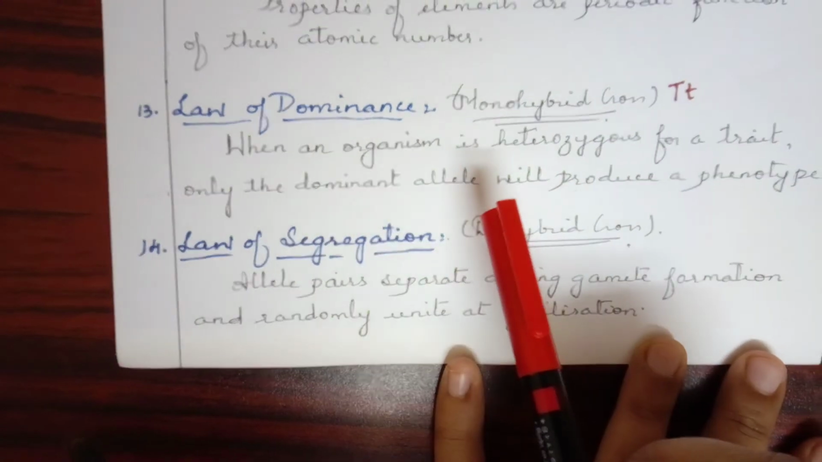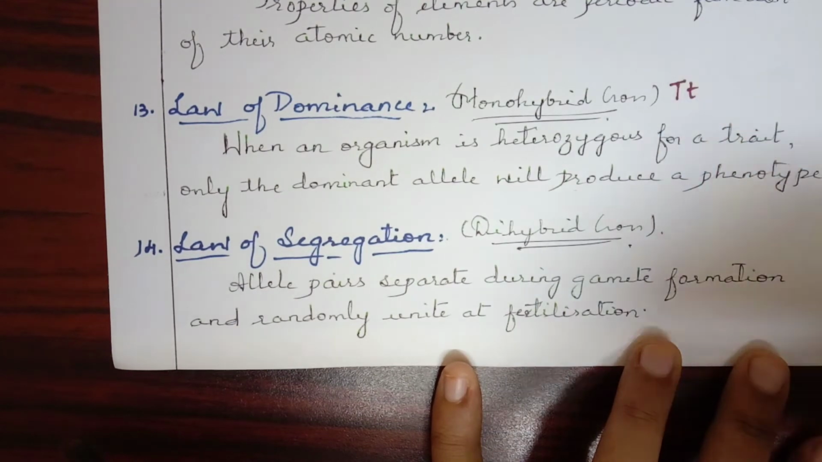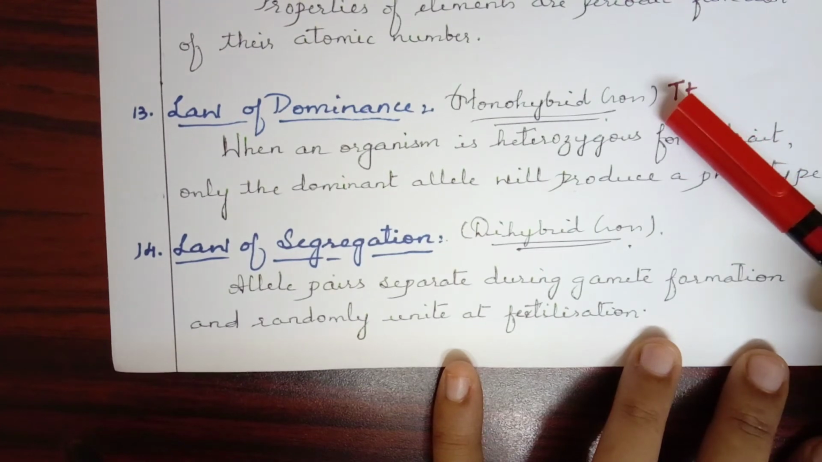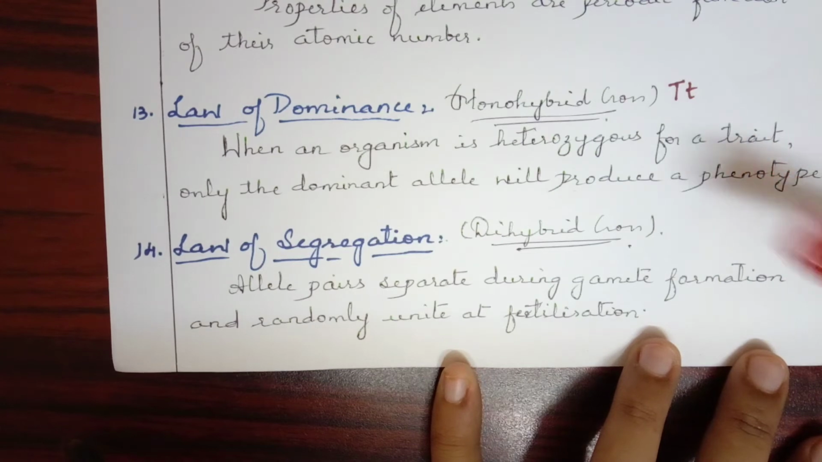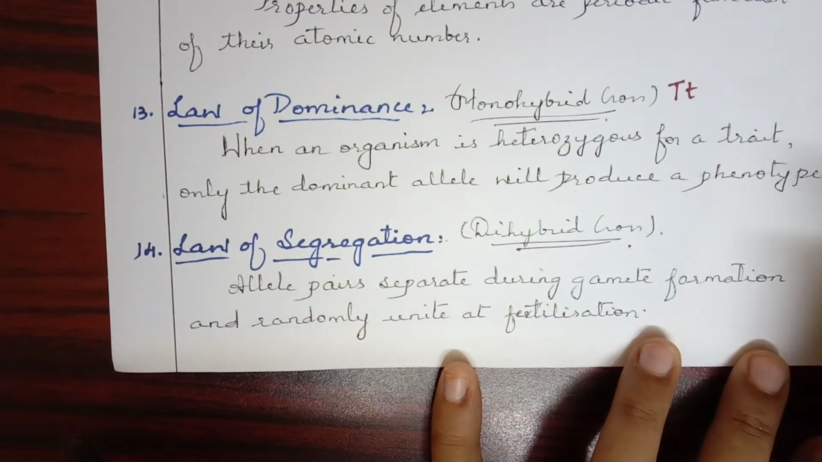Only the dominant allele will produce a phenotype. That means only the dominant allele will be able to express itself. So in this case, the dominant one is the capital T, which stands for tallness. That is the reason why among four offspring, you are going to get 3 tall and 1 dwarf.